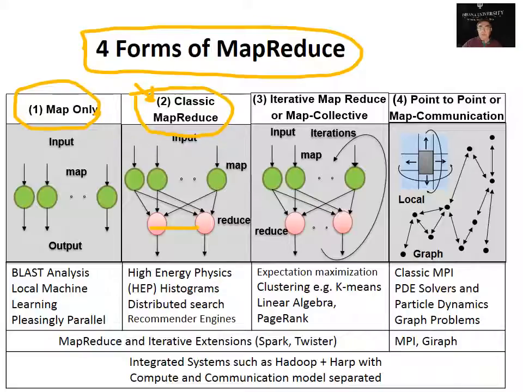Iterative MapReduce I mentioned, actually similar to classic MapReduce, but the whole job involves multiple MapReduces, or what we call map collective, map followed by communications. And those results have to be kept in memory to get good performance. The final form of MapReduce is the one well known in high performance computing, where you have a lot of point-to-point communication between the maps. We call it map communication.